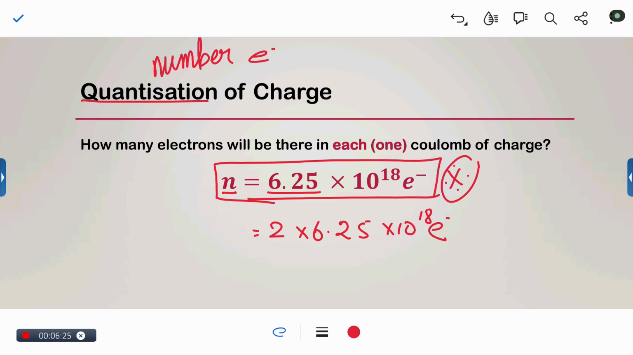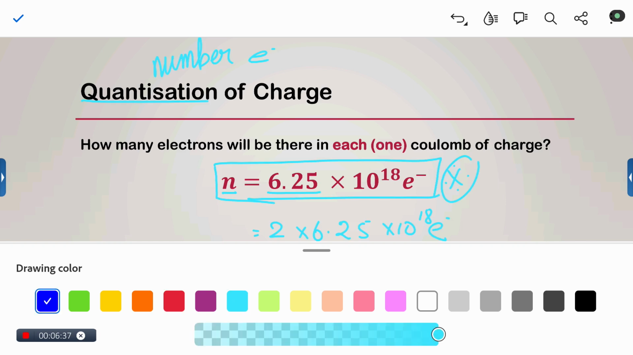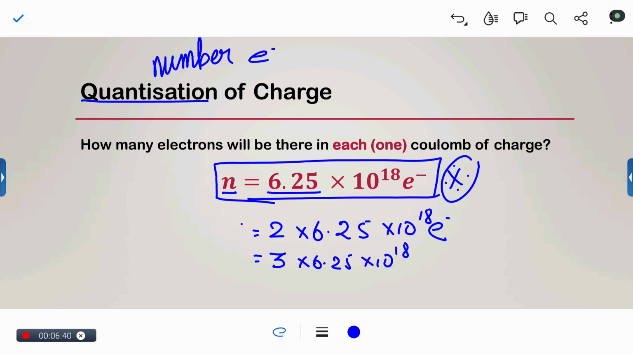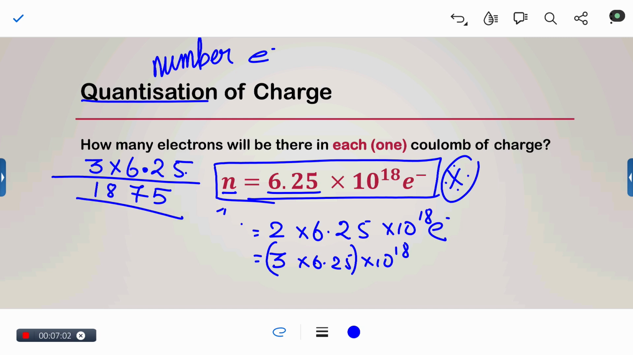If they're asking for 2 coulomb, 2 into 6.25. If they're asking for 3 coulomb, 3 into 6.25 into 10 to the power of 18. So these two numbers only we need to multiply. Clear? For example, 3 into 6.25. Initially no need to consider the decimal and all. Just multiply these numbers. 5 3s are 15. Balance is going to be 1. 2 3s are 6. 6 plus 1 is going to be 7. 6 3s are 18. So now find how many digits are there after the decimal.